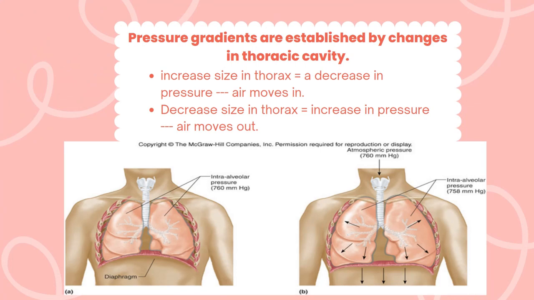Pressure gradients are established by changes in the thoracic cavity. Increased size in the thorax results in a decrease in pressure. Air moves in. Decrease in the thorax results in an increase in pressure. Air moves out.